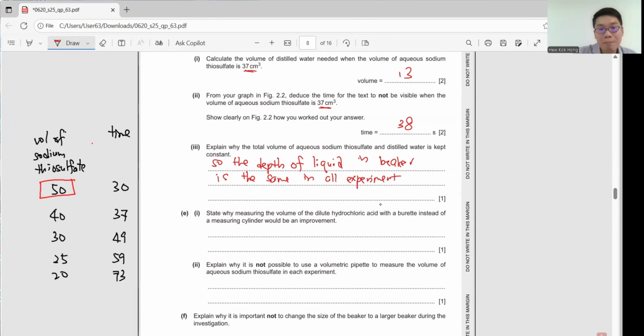E1, state why measuring the volume of dilute hydrochloric acid with a burette instead of a measuring cylinder would be an improvement. Every time we say the burette is more accurate than the measuring cylinder. But to explain why it is not possible to use a volumetric pipette to measure the volume of aqueous sodium thiosulfate in each experiment: because a pipette has a fixed volume, and the volume of aqueous sodium thiosulfate is not constant.